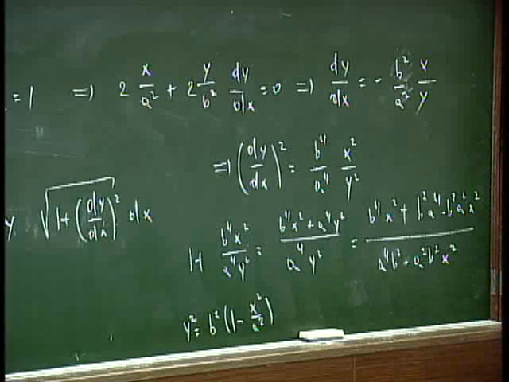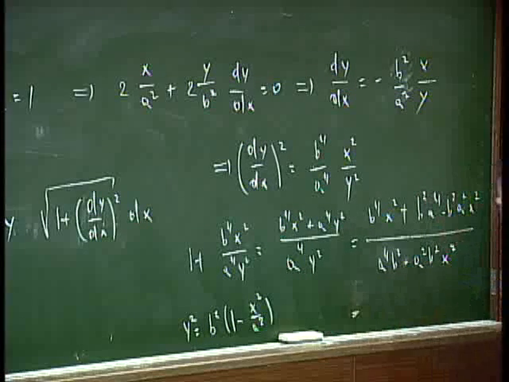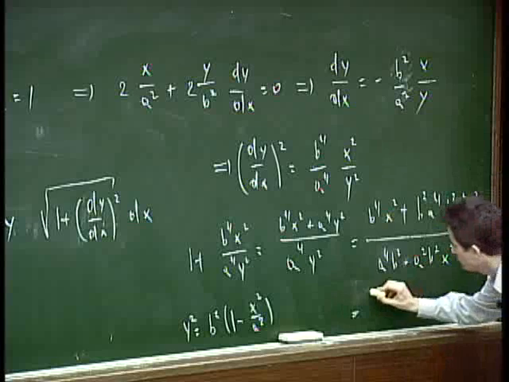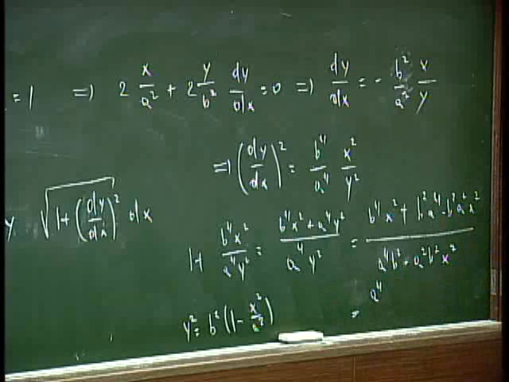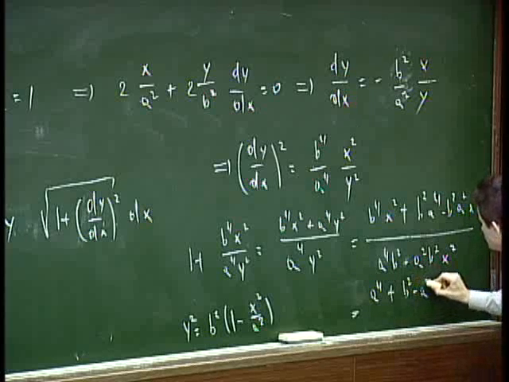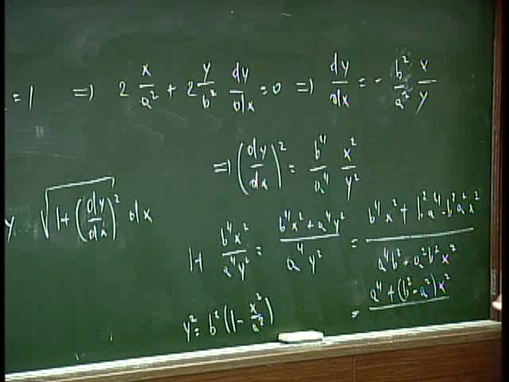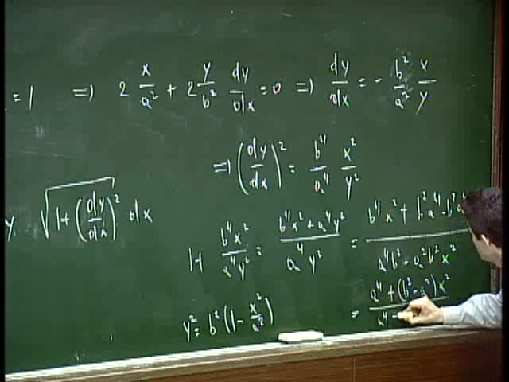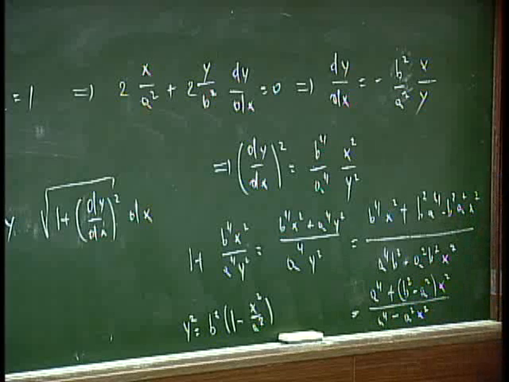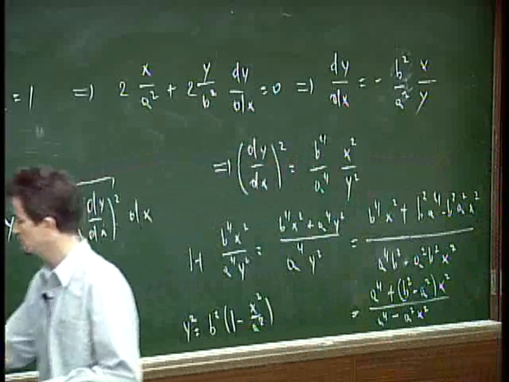Actually, we can delete a b squared. Okay, so this will become a to the 4, then plus, and now we have b squared minus a squared x squared over, and here we have a to the 4 minus a squared x squared. Okay, now we have to plug this in here.